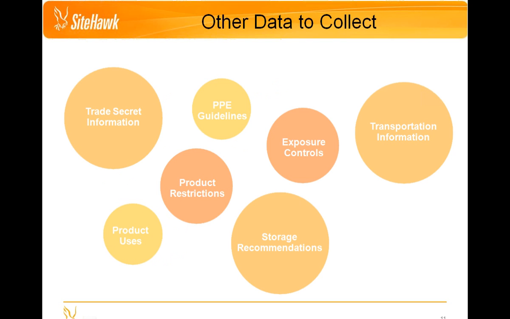And then finally here, these are just some other data points that you may want to collect. For example, trade secret information. Perhaps you need to identify certain ingredients on your safety data sheets as proprietary. For EU and CLP safety data sheets, you need to know product restrictions and product uses. Transportation information and some other data you may want to collect. A lot of times you can determine GHS physical hazard classifications based upon that transportation information.